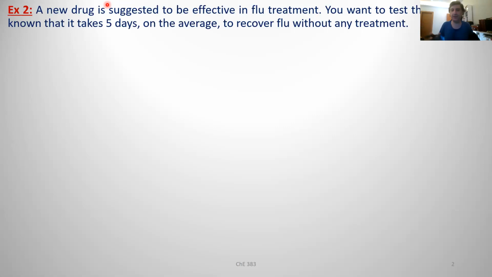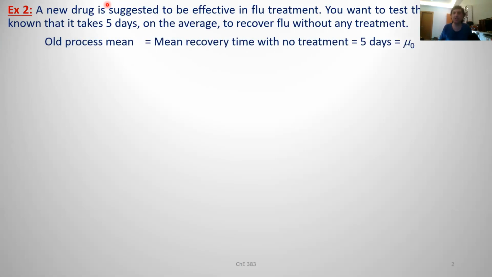Of course, they are going to have variances. So there may be some people who recover from flu in 2 days or some in 15 days. There's going to be variance, but the population mean is equal to 5 days. So now the question is, test the effectiveness. How are we going to test the effectiveness of the drug?